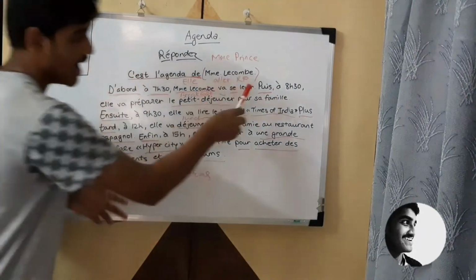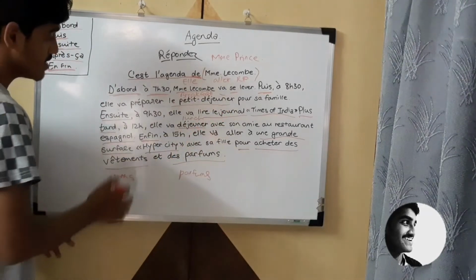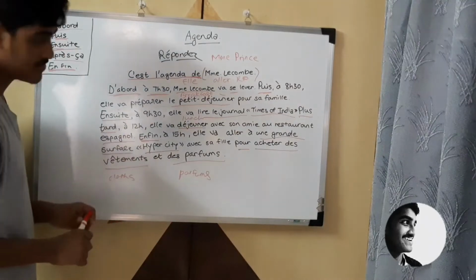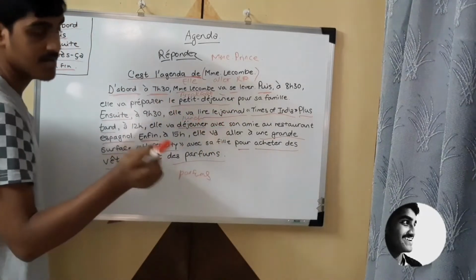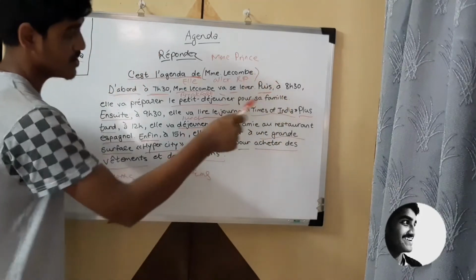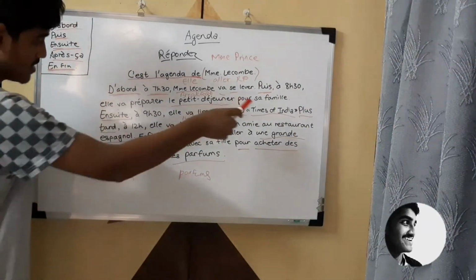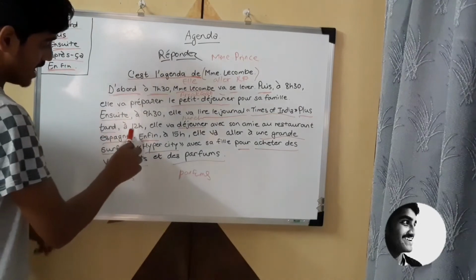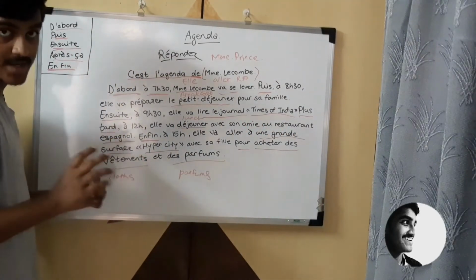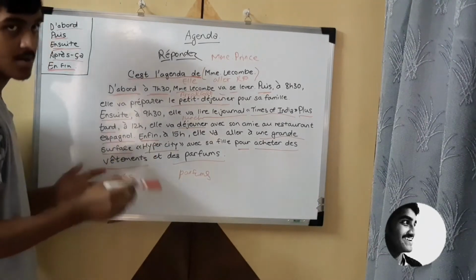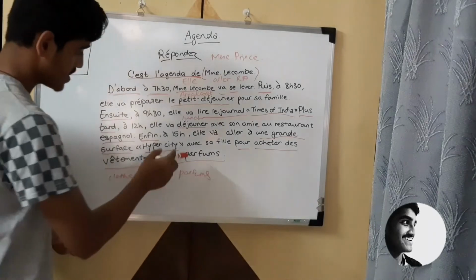Then at 9:30, she reads the newspaper. Journal means newspaper, then write the name of the newspaper, for example the Times of India. Plus tard and après are the same, as I said. Then at 12, déjeuner. Then finally, enfin, or you can write en fin de compte, it doesn't matter.